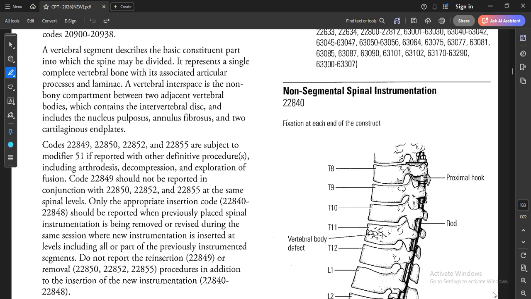What is the difference between vertebral segment and vertebral body? A segment means L1, L2, L3. Vertebral body means L1 to L3, L3 to L4. No, this is wrong basically. Vertebral segment means a combination of vertebral body plus the articular processes like lamina, spinous process, transverse process. All those consist of vertebral segment. So basically, vertebral segment is a bony structure.